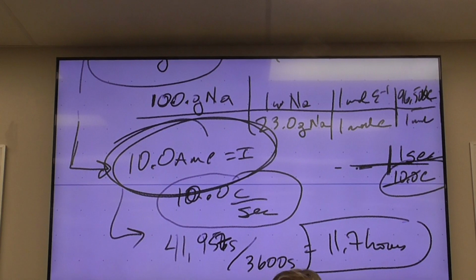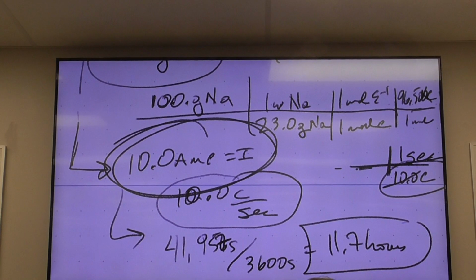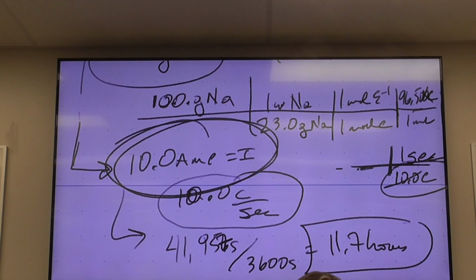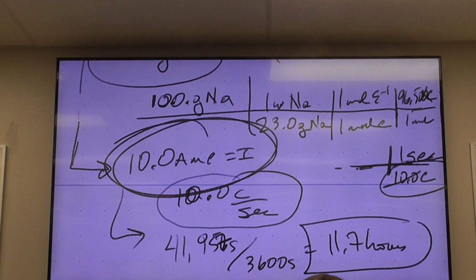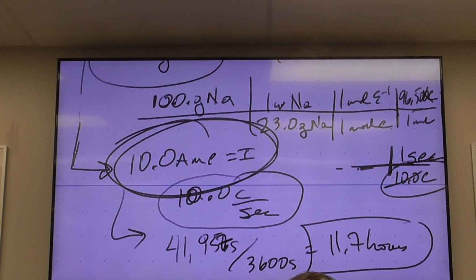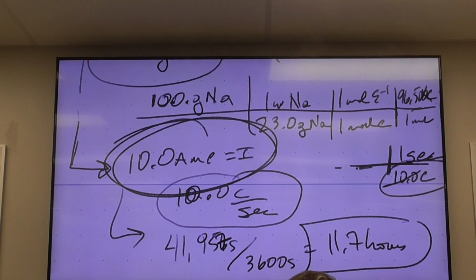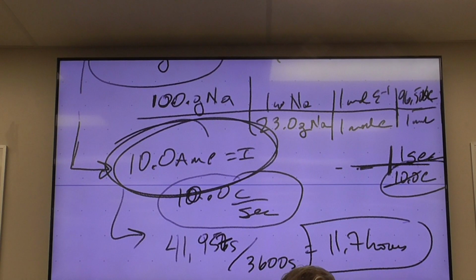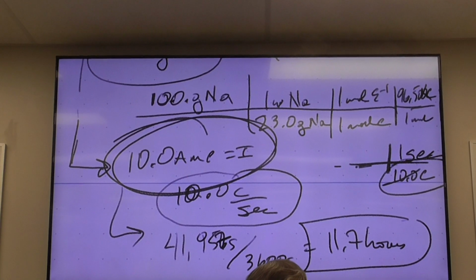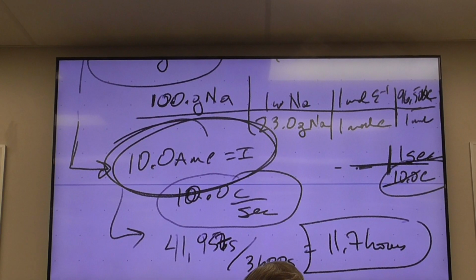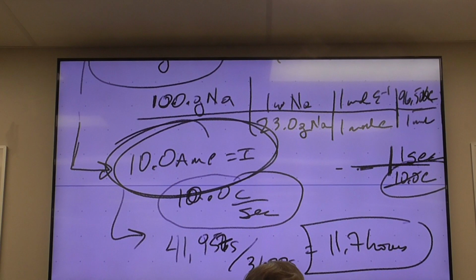Well, if you want to run a 100 amp current, that's going to cost you more, but you're going to be done in less time. What would a kiloamp look like? Like 1,000 amps. When would I use a kiloamp? If I were to touch something with a kiloamp, what would happen to me? There would be nothing left. It would be one and done.